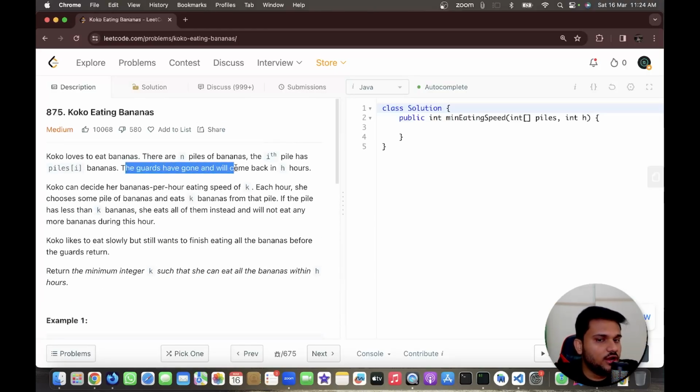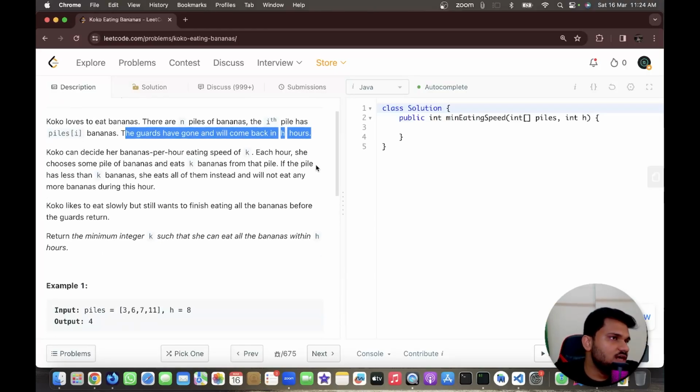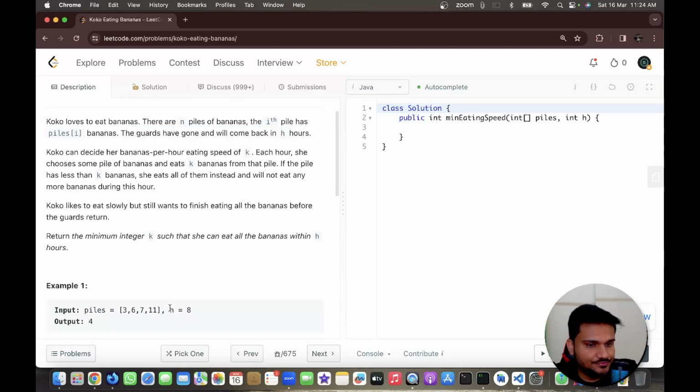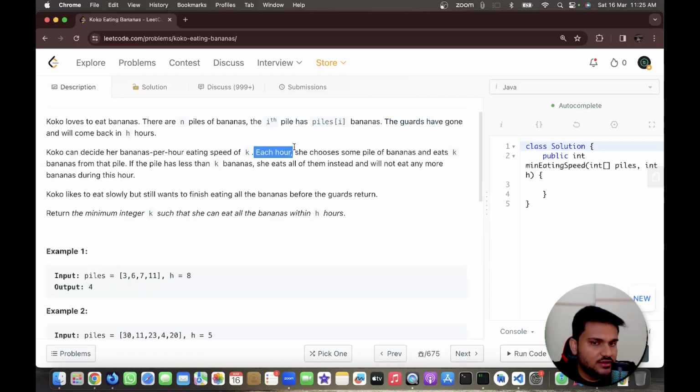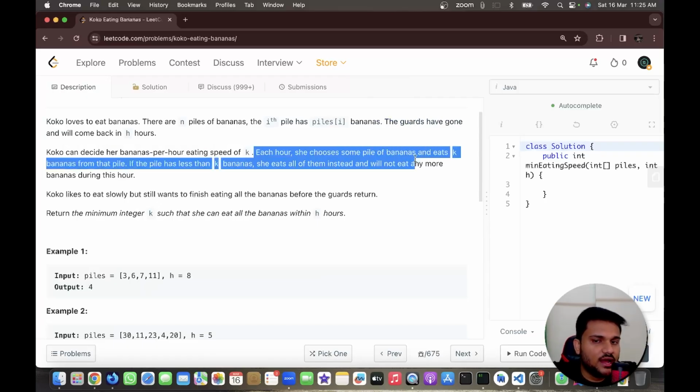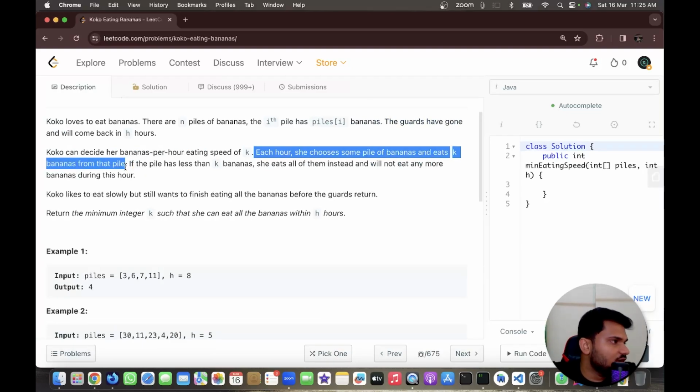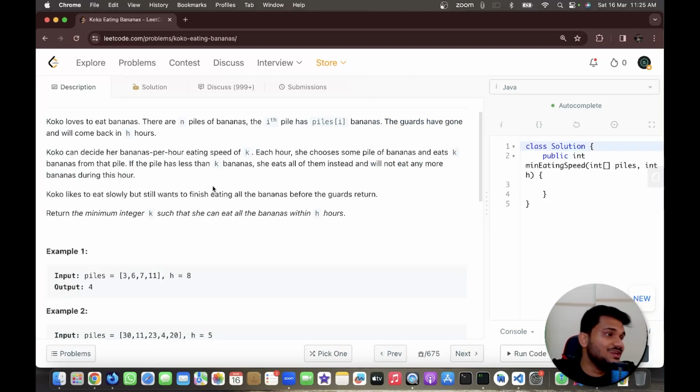The guards have gone and will come back in H hours. So there are some guards guarding the piles of bananas, and these guards are going to come back in H hours. Okay. Koko can decide her bananas-per-hour eating speed of K. So there is a value K that Koko can decide. What does K represent? K represents how many bananas per hour Koko can eat. Each hour, she chooses some pile of bananas and eats K bananas from that pile.